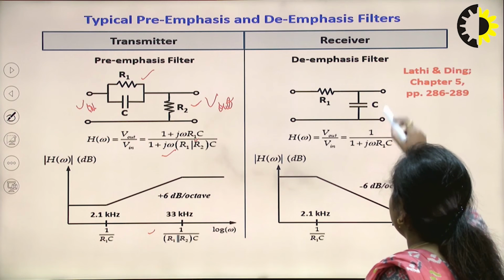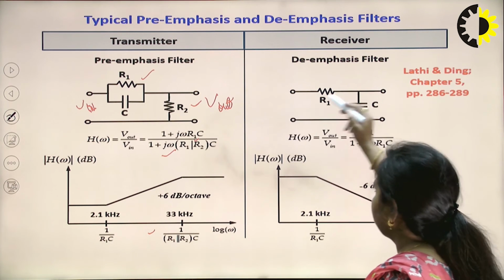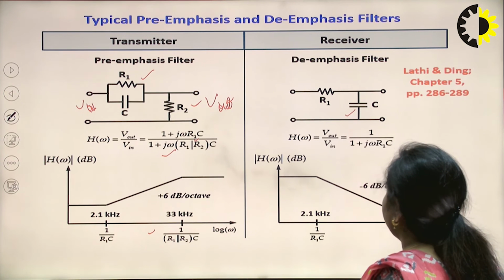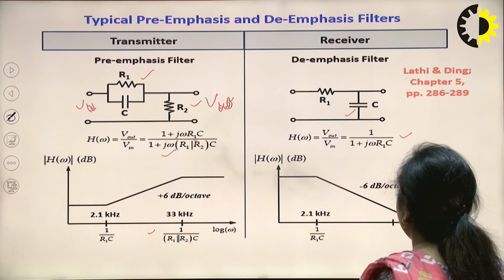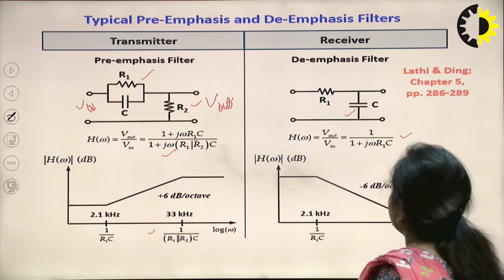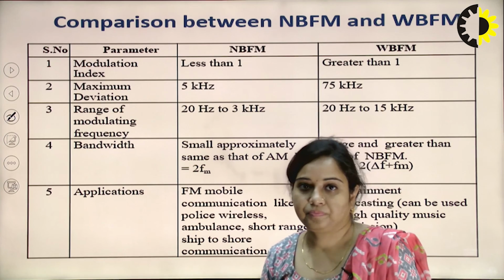Now next one is the deemphasis. This is much simpler as compared to the preemphasis, where resistance and capacitance are connected over here. So Vout upon Vin is 1 upon (1 plus j omega R1 C). So this is the deemphasis filter.